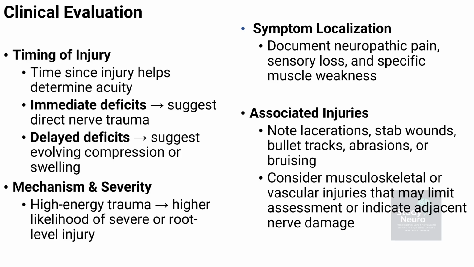Finally, associated injuries should never be overlooked. Cuts, stab wounds, bruises, or bullet tracks, as well as musculoskeletal or vascular injuries, can complicate the picture or hint at nearby nerve damage that needs attention.